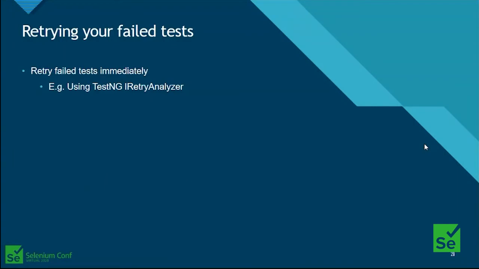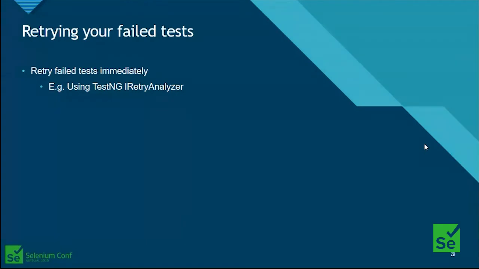Next, we are talking about retrying our failed tests. So I would not say that this is a best practice as such, but it can still be useful in some scenarios, such as if your job fails due to environment setup or any condition that you can think of. So first option is retrying failed tests immediately, as and when they fail.